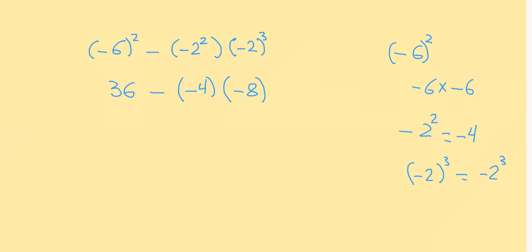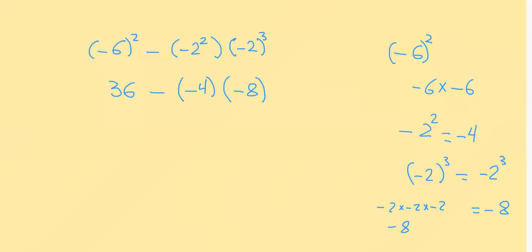Why? Because this means -2 times -2 times -2, which gives me -8, because -2 times -2 is +4, and +4 times -2 is -8. This, the negative is not affected. The 2 is cubed, so 2 cubed will give me 8 because that's 2 times 2 times 2. So these are the difference.